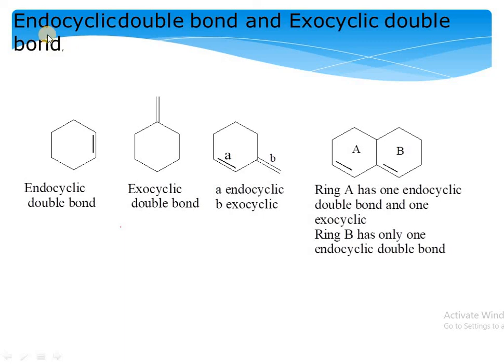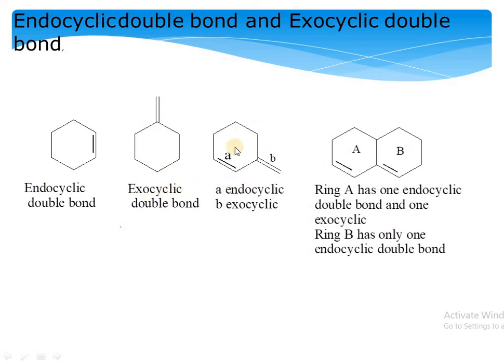Similarly, we can understand the terms endocyclic double bond and exocyclic double bond. Endocyclic means the double bond is present in a ring. Here in this example, a double bond is present in the ring, and in this one the double bond is present outside the ring, that is, it is exocyclic. So if it is present inside the ring, that is endocyclic. If it is present outside the ring, joining the ring, then it is an exocyclic double bond.